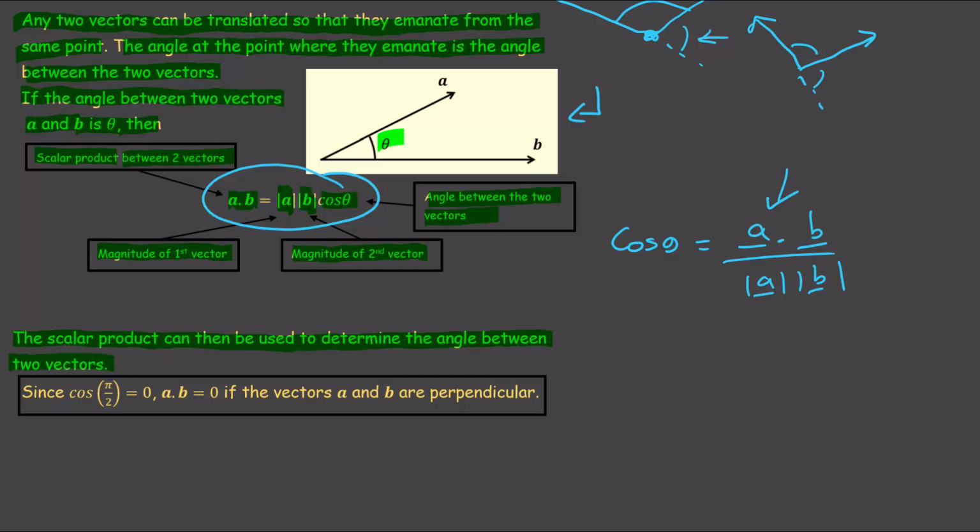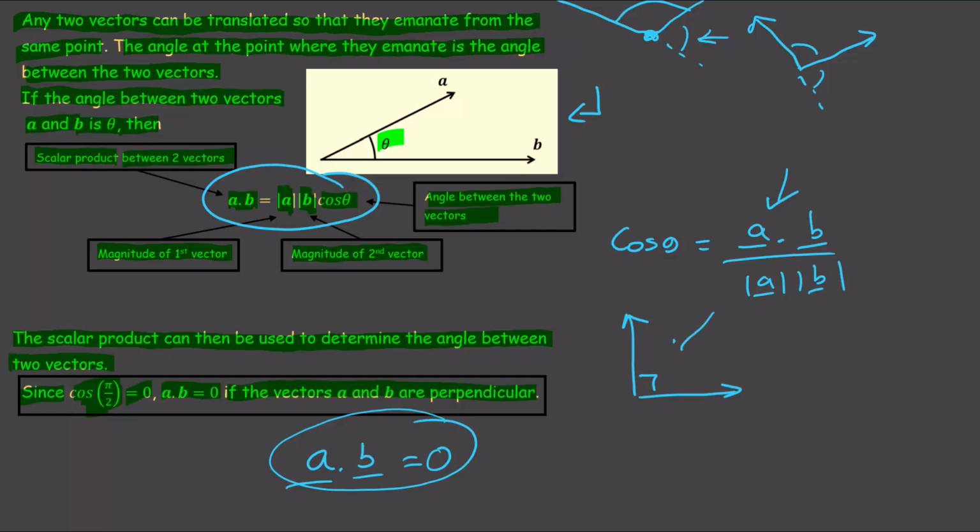An important point is that since the cosine of pi by 2 radians, or 90 degrees, is 0, A dot B is 0 if the vectors A and B are perpendicular. Now, this is an important point and can be used in both directions. So A dot B equals 0 tells us that these vectors are perpendicular. And if we know the vectors are perpendicular, then we know that A dot B will be 0.